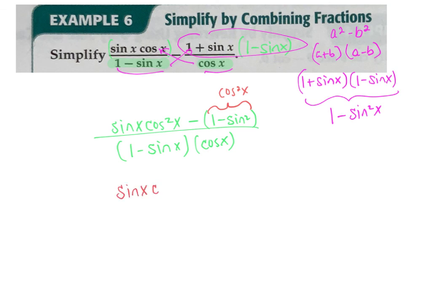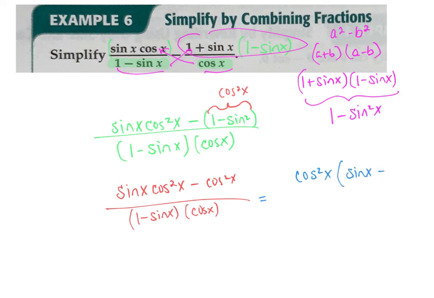So my numerator now looks like this: sine of x, cosine squared of x, minus cosine squared of x, all over 1 minus sine of x and cosine of x. Now, numerator. How can I simplify the numerator? What can I do there? Yeah, factor out a cosine. Actually, you could factor out a cosine squared. I end up with sine x minus 1 all over 1 minus sine of x, cosine of x.